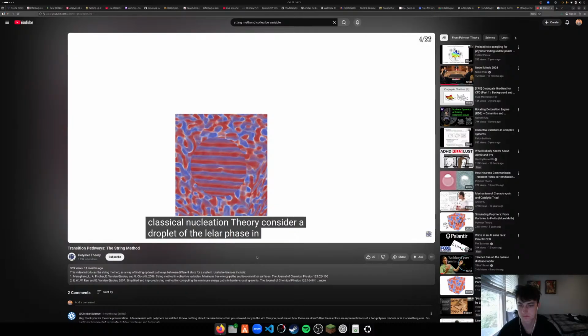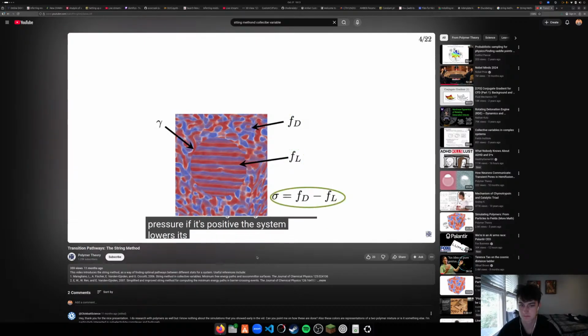Consider a droplet of the lamellar phase in a bulk of the disordered phase. The disordered phase has some free energy density, Fd, similarly for the lamellar phase, Fl, and thus some difference sigma. Sigma acts like a pressure. If it's positive, the system lowers its free energy by converting disorder into lamellar and growing the droplet. There's also a surface tension, gamma. There's some structure to the interface between the lamellar phase and the disordered phase.